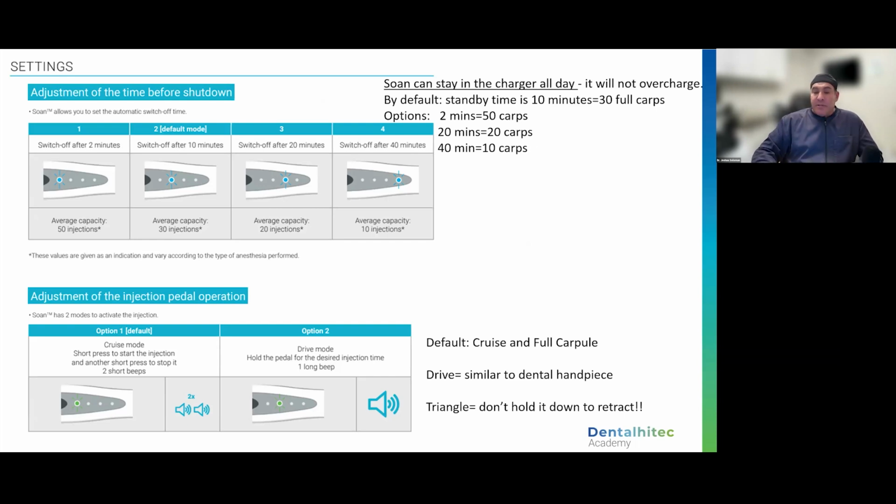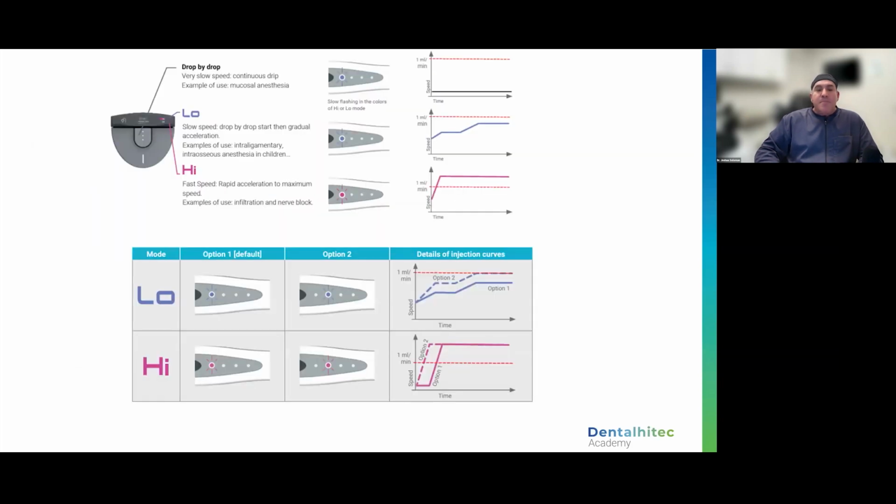I've always kept my units in drive mode. That way I have control. That's really up to you. And you can change these. Just make sure when you hit that triangle, you don't hold it down because that will retract when you're trying to do these settings. Speed-wise, there are some different options as far as the speed profile.